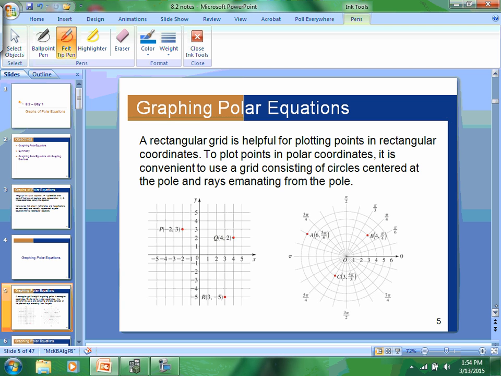Okay, so this is how we compare the rectangular to the polar. You can still plot points in a rectangular system: you go over 4 and up 2, for example. In our polar system, we would go to the radian measure, like pi over 4, and then go a certain length, like 4. So we're going to be graphing on this type of system now, the round polar system.